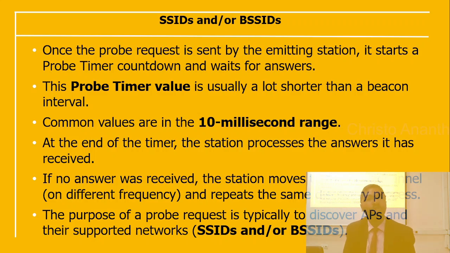This probe timer value is usually a lot shorter than the beacon interval. Common values are around 10 milliseconds. At the end of the timer, the station processes the answers it has received. If there is no answer, the station goes to the next channel, maybe on a different frequency, and the same discovery process is repeated. The purpose of the probe request is typically to discover the access points and their supported networks, maybe SSIDs or BSSIDs.